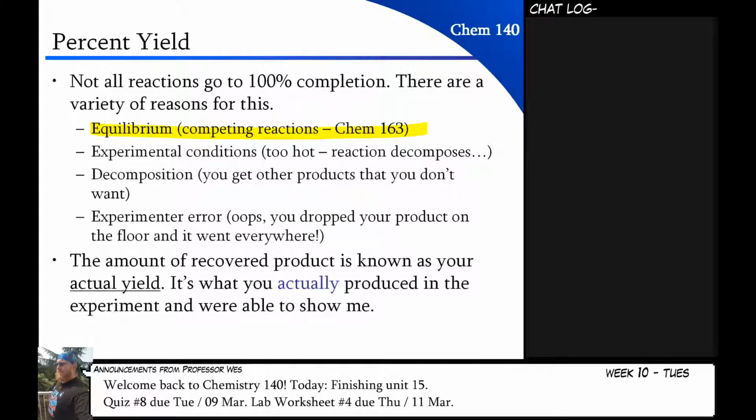Your yield that you produce is called the actual yield. It's what actually makes it to the end. So if you mix 20 grams of A and 20 grams of B and you create 5 grams of C, I don't know where the other 15 grams went, but this is the 5 grams you have to show me. That's your actual yield. You actually got 5 grams.